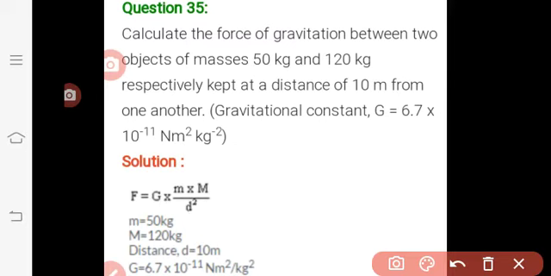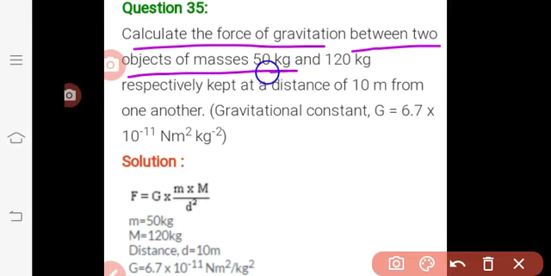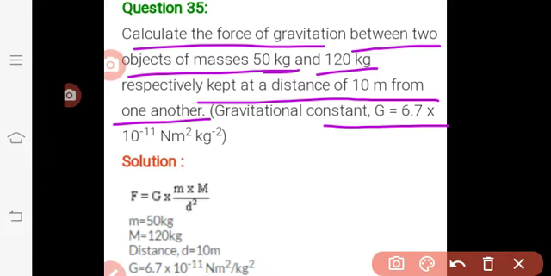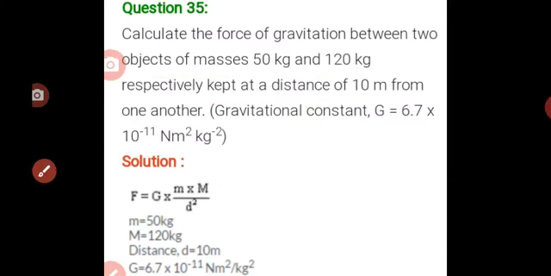Now the next question is: calculate the force of gravitation between two objects of masses 50 kg and 120 kg kept at a distance of 10 meters from one another. Gravitational constant value is given. Okay, apply the formula: F is equal to G into small m into capital M divided by d square. Mass small m is given, capital M given, d given and G given. Okay.